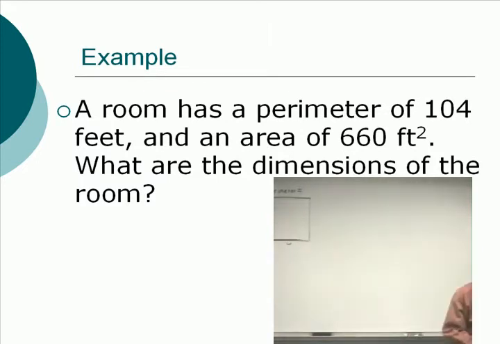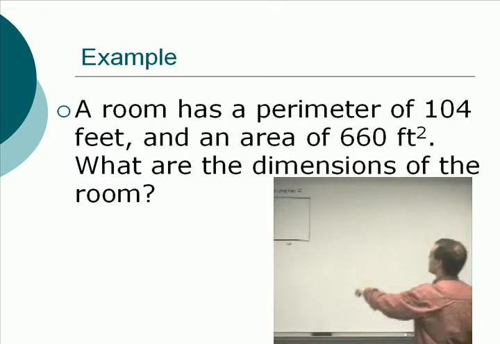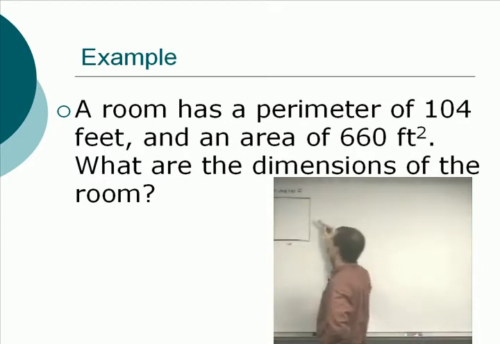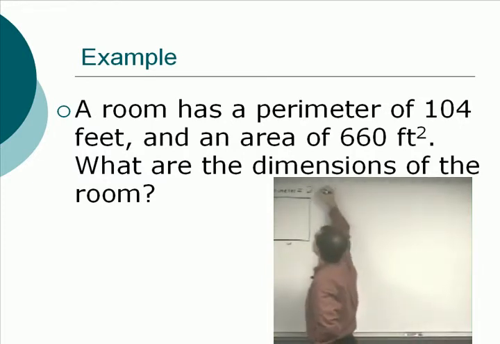How do you find the perimeter of a rectangle? You do what? 2L plus 2W. You add up the length twice and the width twice. It's the distance all the way around, so that's equal to 2L plus 2W.